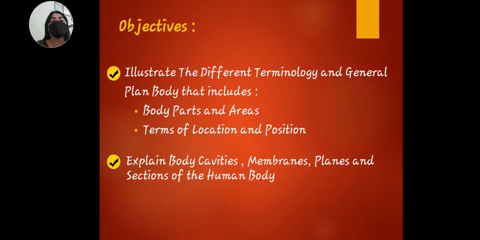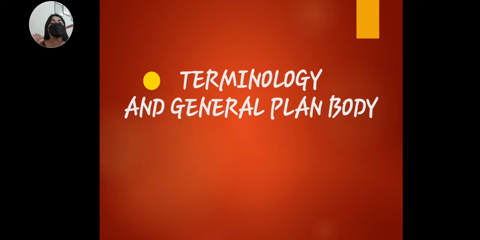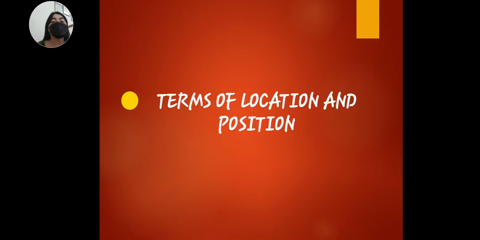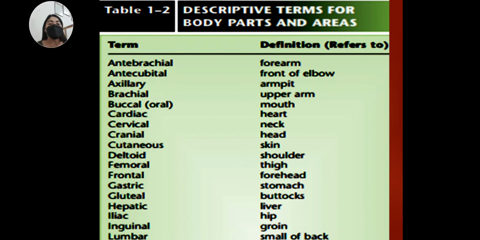So let's start with terminology and the general plan of the body, particularly the terms of location and position. Let's start with the illustration. This would be the illustration of your body parts and areas. I will be giving you the terminology and the definition of each. The terminology is actually the list of the parts and areas in our body, and each term also has a definition.